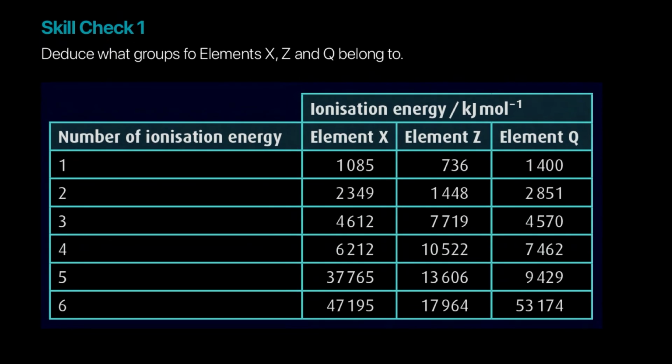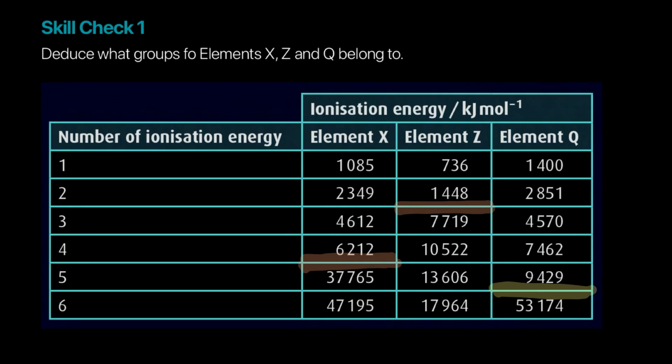Okay, so now let's deduce the group numbers for these elements X, Z, and Q. The first 6 ionization energies are given for X, Z, and Q, 1, 2, 3, 4, 5, 6. That doesn't mean that there are only 6 electrons in these atoms. It's just that they're given for the first 6. So for X, you're going to look for the largest jump in ionization energies. Where does it seem to be happening here for X? It's between the 6,000 and the 37,000. That's where the largest jump is. For Z, it's between 1400 and 7000. And for Q, it's between 9000 and 53,000.